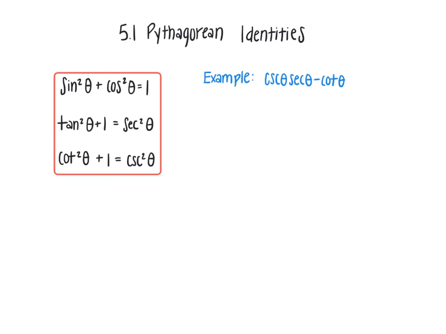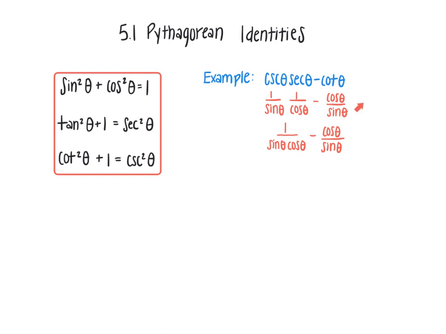Instead, we should refer back to the previous identities that we learned, and let's just start by converting everything in this problem to sines and cosines using our reciprocal and quotient identities. So I know cosecant is simply 1 over sine of theta. I also know secant is 1 over cosine of theta, and cotangent is cosine theta over sine theta.